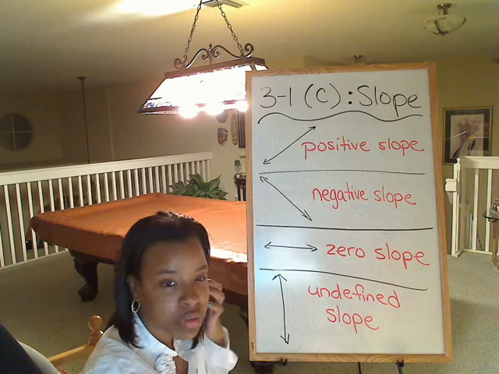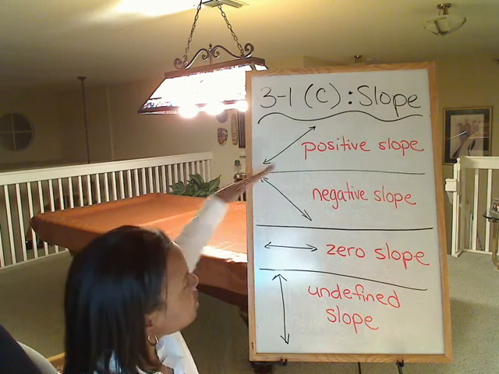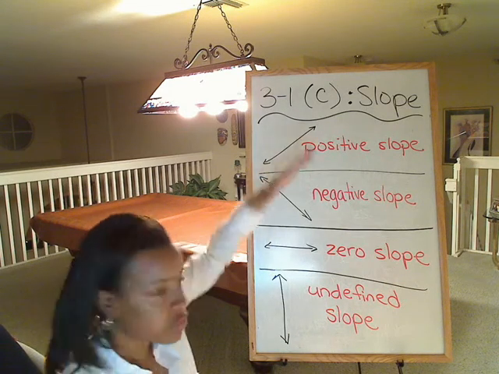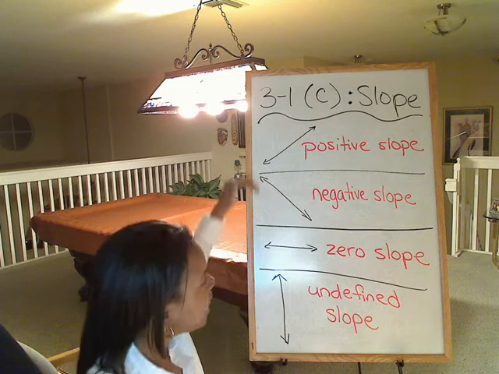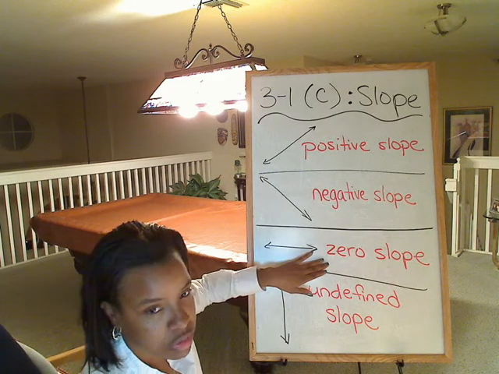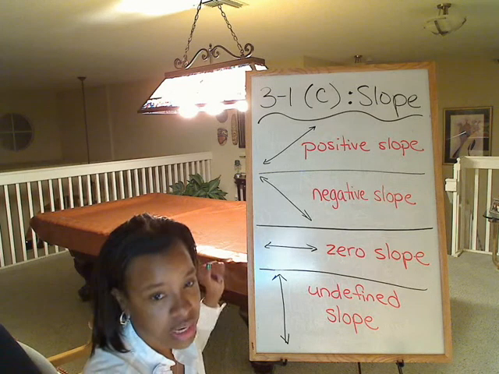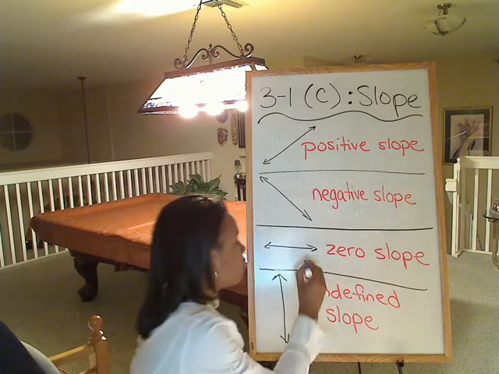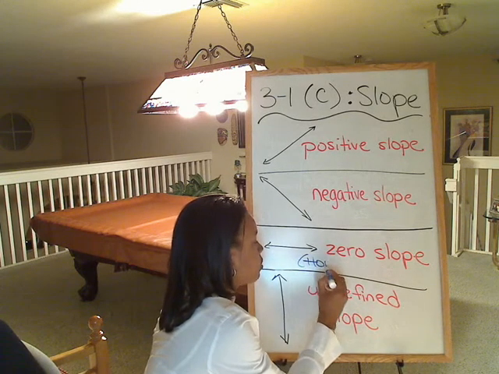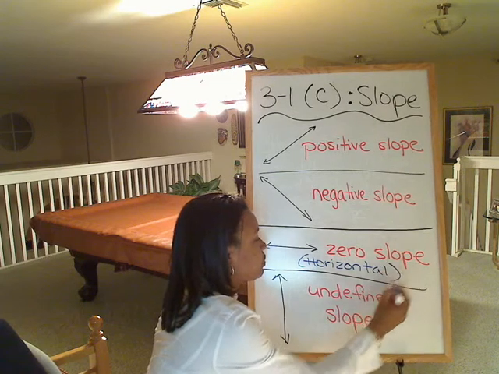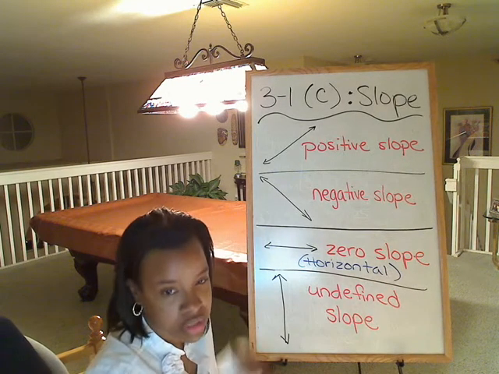A positive slope is basically when the slope is slanted upward. Hence it's called positive, because positive usually means up. Negative means going down, so the slant is downward. A zero slope is a perfectly horizontal line. I'm going to write that also up here. It's a perfectly horizontal line.